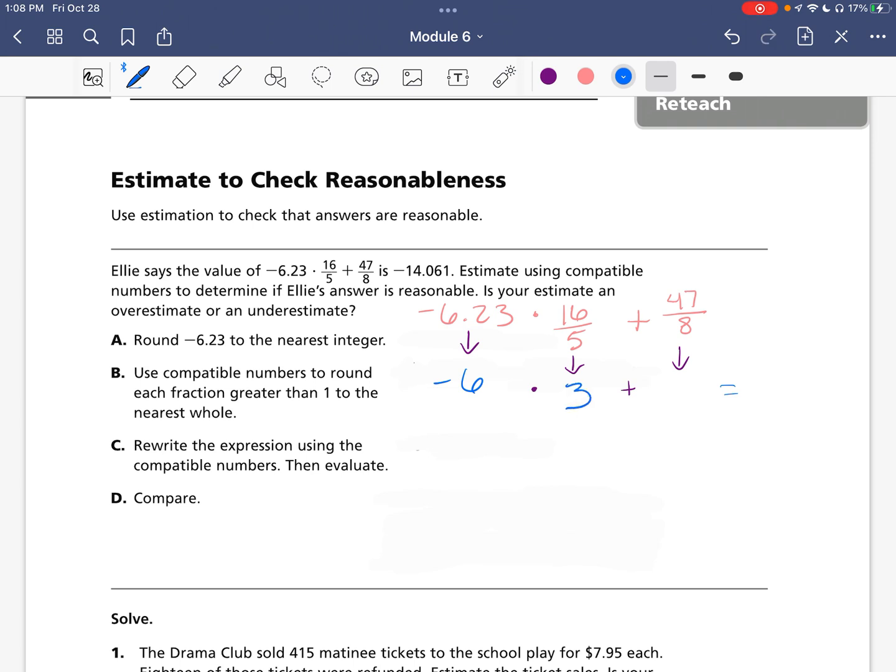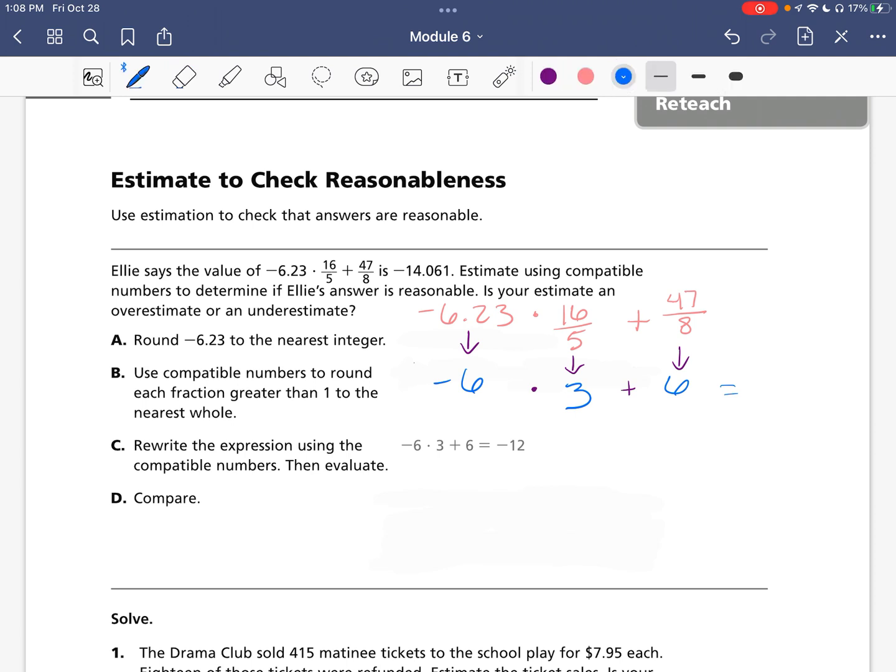And then 47 eighths, what can we round that to? Pause it if you need to. How many times is 8 going into 47? Our closest number will be 6 for that one. So now we can evaluate -6 times 3 plus another 6.